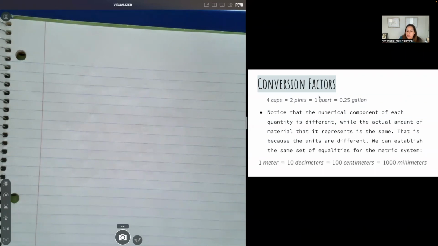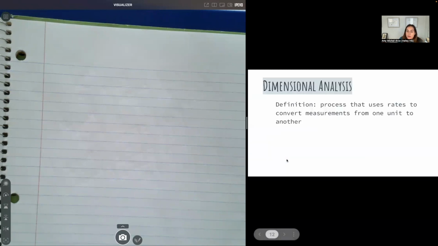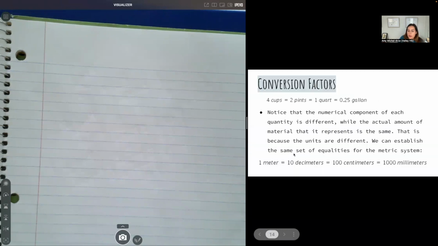Conversion factors. These slides just talk about how these quantities are the same, even though they have different numbers attached to them because of the units being used to compare them. They're the same amounts. So 4 cups is the same as 2 pints, is the same as 1 quart, is the same as 1/4 of a gallon. Then you can do the same thing with the metric system, and it doesn't look as crazy, but 1 meter is the same as 10 decimeters, is the same as 100 centimeters, is the same as 1,000 millimeters. The only difference there is that they all have the word meter in them, but the prefix is different.